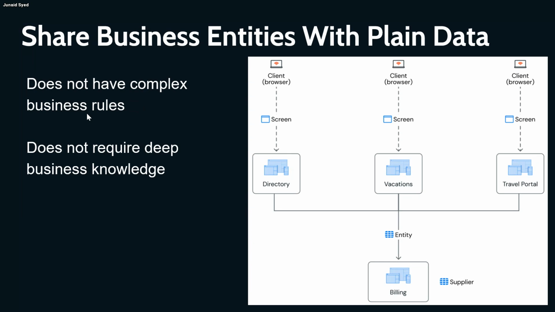I don't require to apply any kind of business rules or constraints or pre-processing on that supplier data, right? I can directly consume that information in my directory, vacations and travel portal. Supplier information would have certain attributes which are not very complicated, so I don't need very specific business knowledge about building applications either. So in those cases, it is perfectly fine to consume the entity directly, like we were doing in the previous scenario in case of reference data. In this case as well, I can use the public entity directly in my consumer applications.